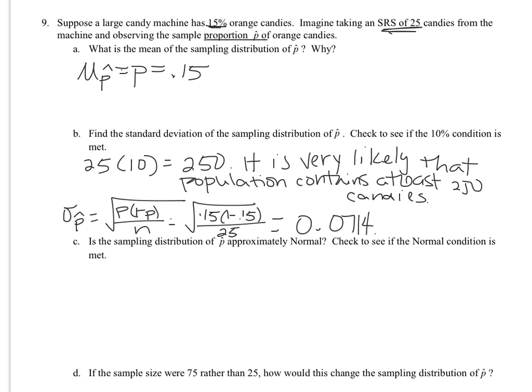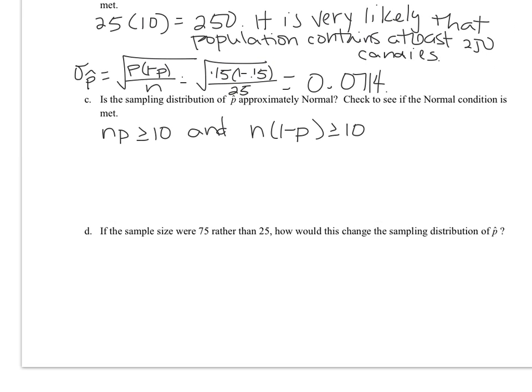All right, so then part C, is the sampling distribution of P hat approximately normal? Well, it would be nice if they told us that, but they didn't, so we have to check. So remember that the normal condition is that N times P has to be greater than or equal to 10, and, remember the word "and" requires that both must be true. N times 1 minus P also has to be greater than or equal to 10. So both of these must be true. You have to look at both.